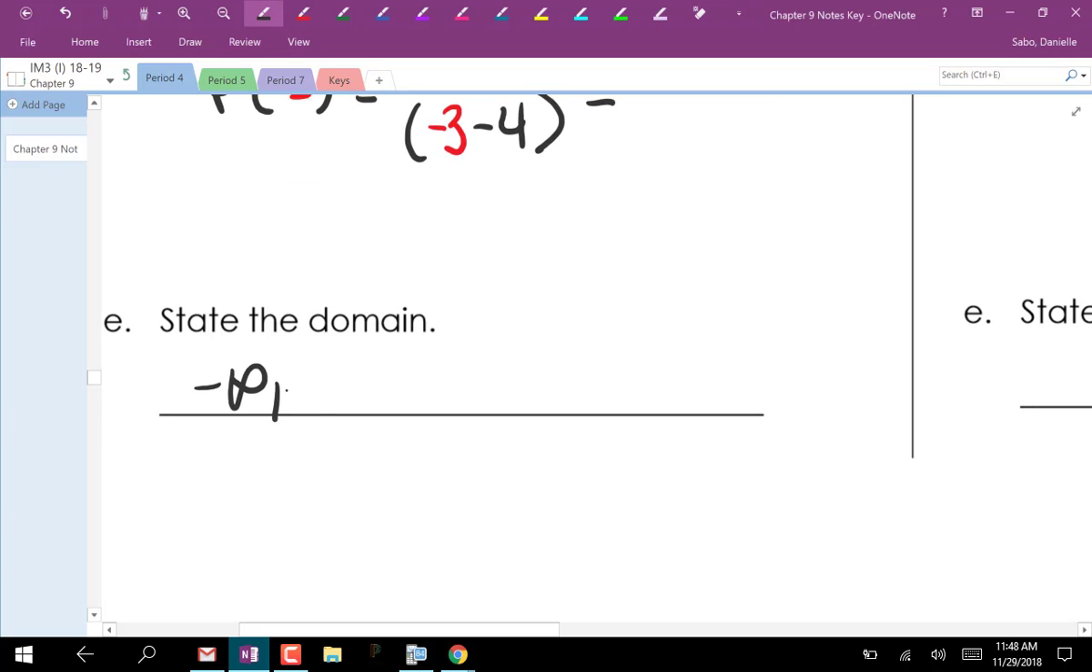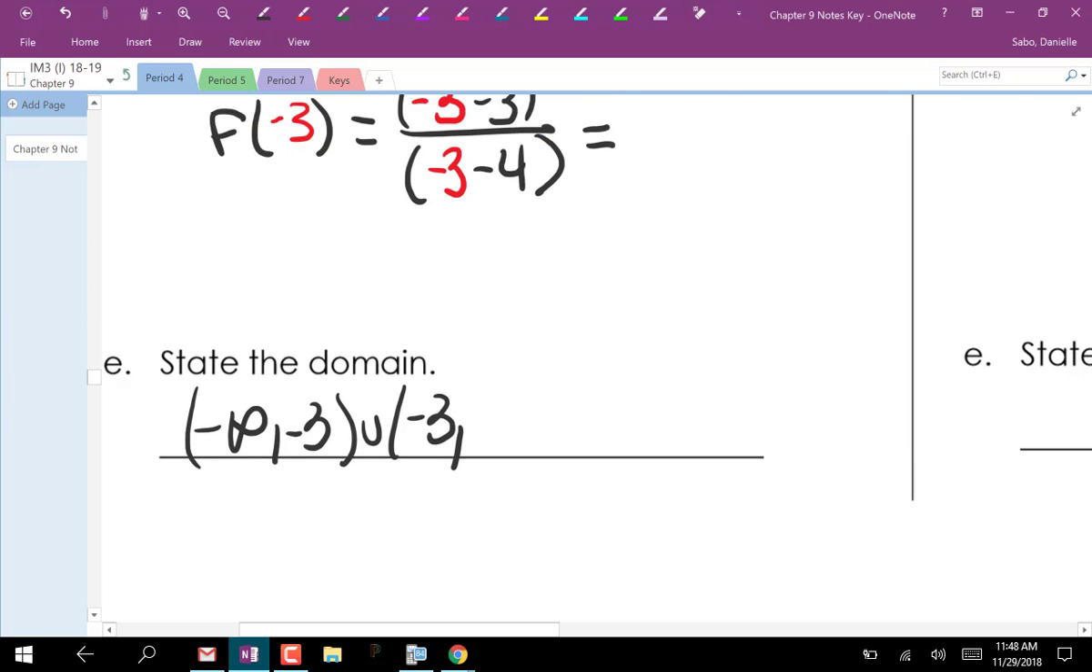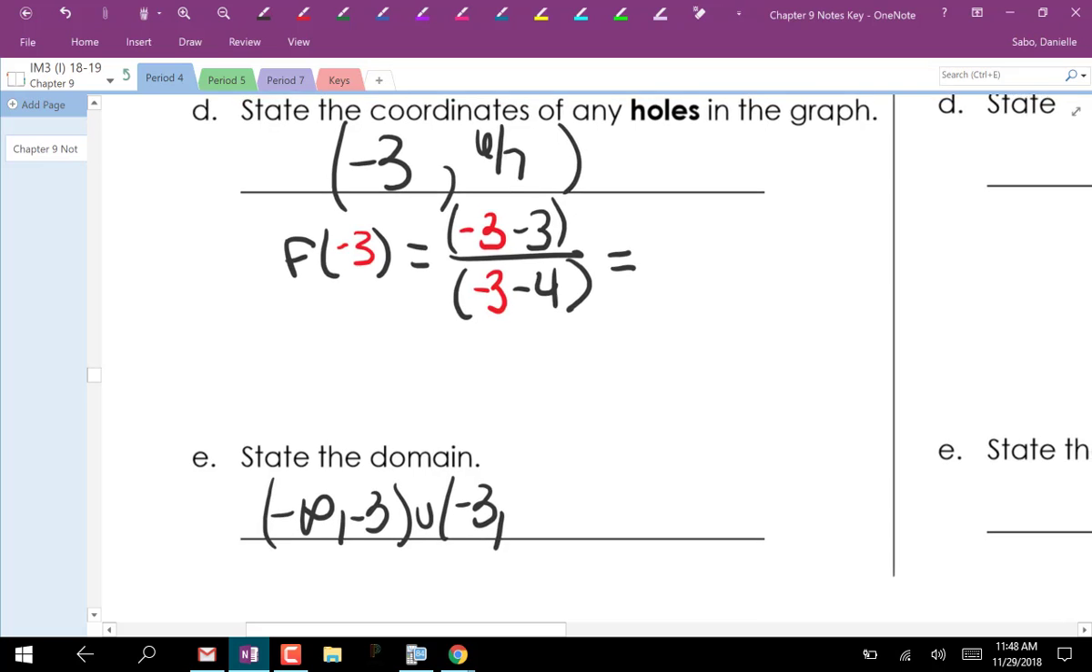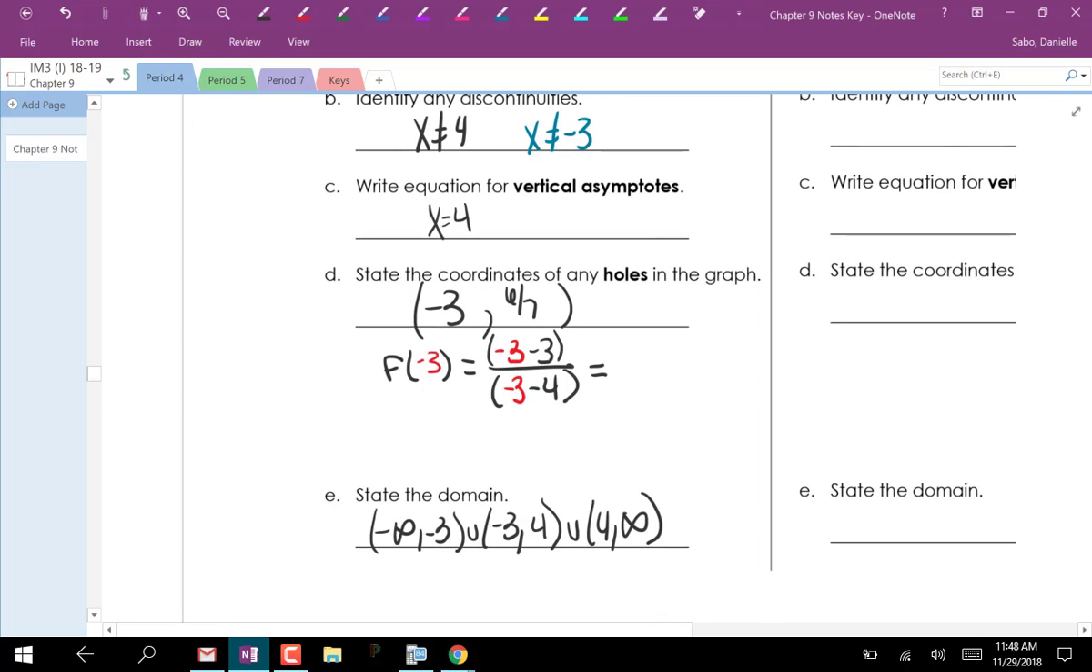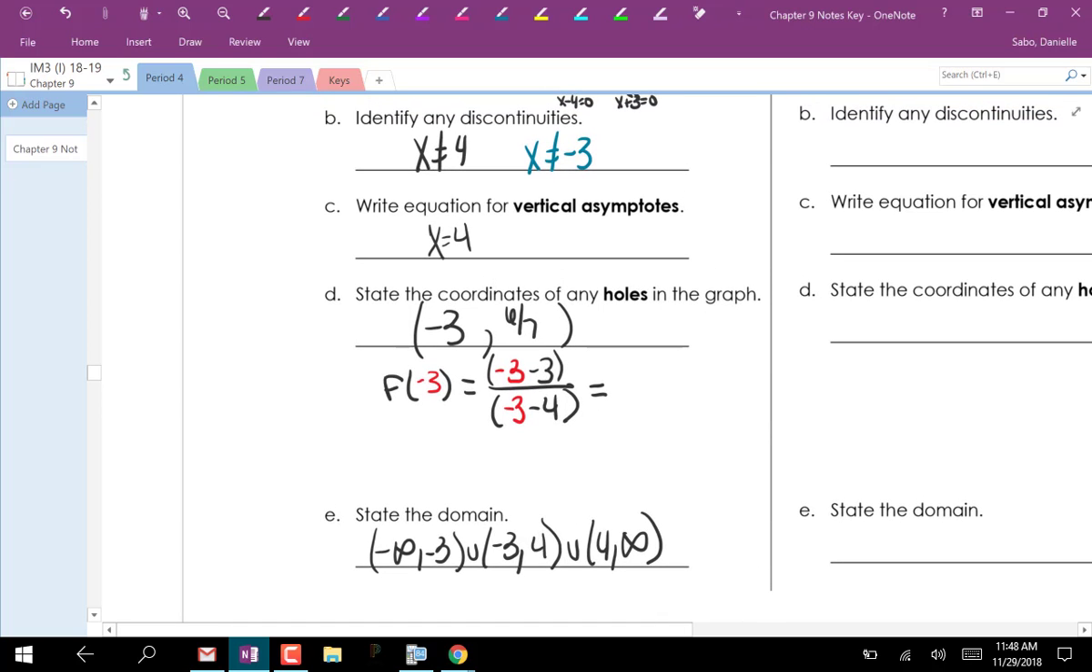-infinity and I stopped at -3. I start back at -3, and where am I going to go? Where's the other x value that I'm going to talk about here? 4, very good. And then 4 to infinity. And I'm going to draw an arrow here because the only thing that can help you besides the graph is this piece right here, which will help you figure out your domain.